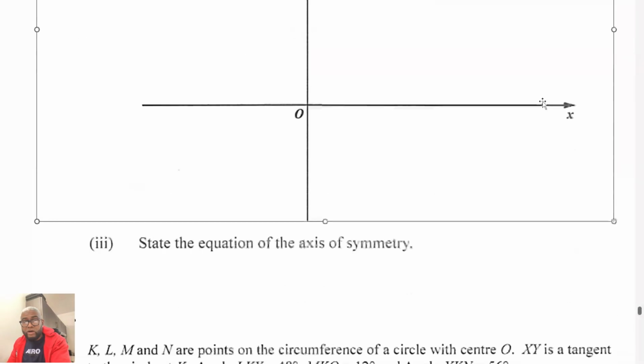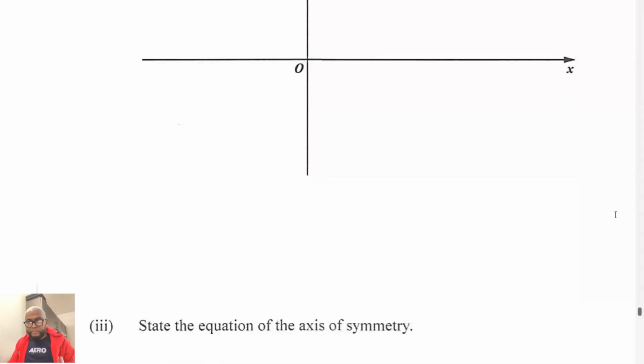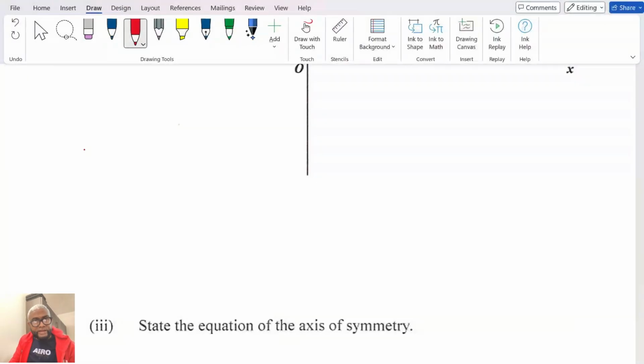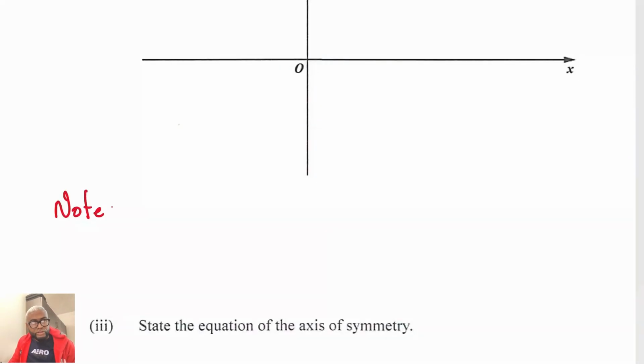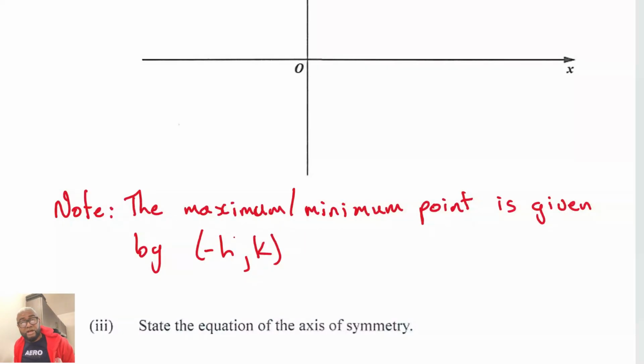So I'm going to remind you all what the maximum and minimum point is. Note: the maximum/minimum point is given by negative h comma k. Negative h comma k.